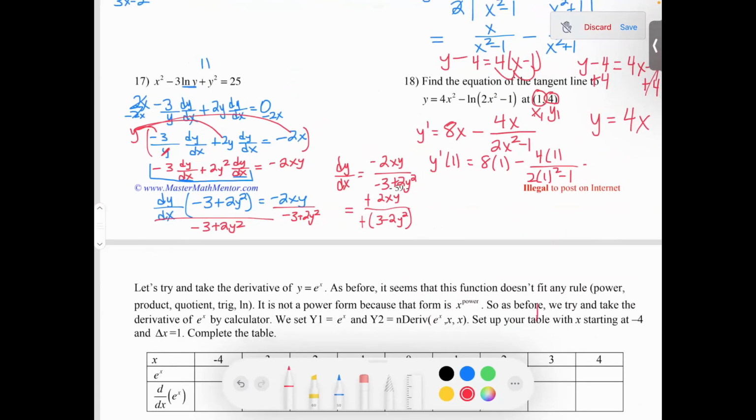In the next video, we will take the derivative of exponential e to the x.